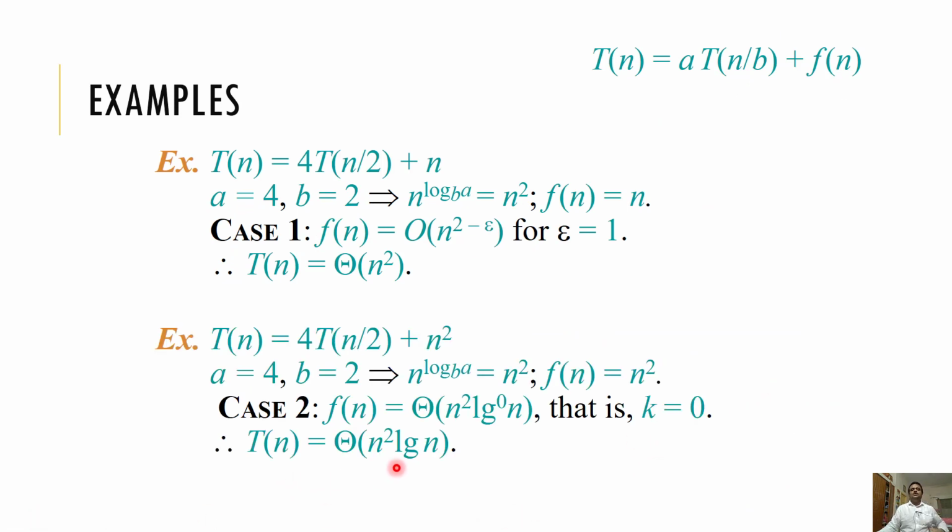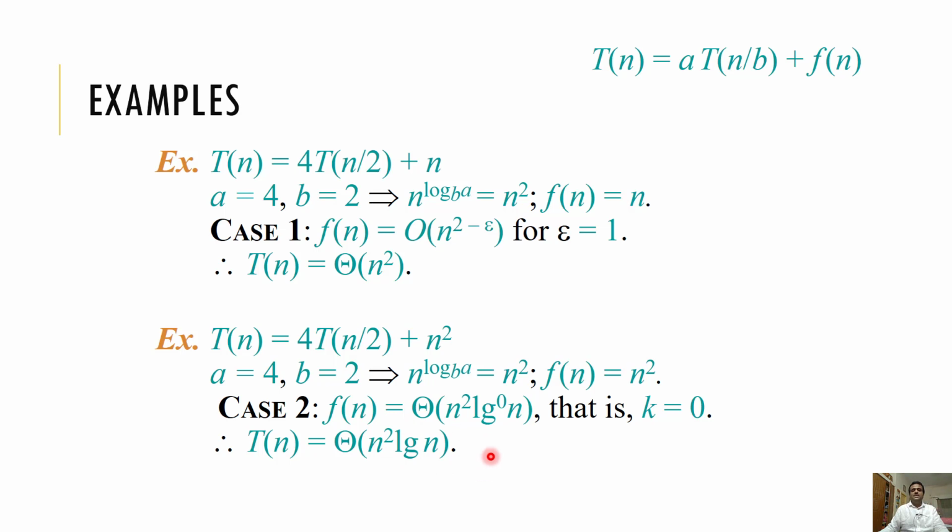So the solution for this example, with k equal to 0, will be n², that is n to the power log a base b, into log of that to the power k plus 1. So that is log n. This is the solution for this recurrence, and it falls under case 2. Even if we have a log n over here, then k will be equal to 1. Suppose we take another example, T(n) = 4T(n/2) + n² log n, log n base 2. Then k will be 1 and the solution will be n² log² n.